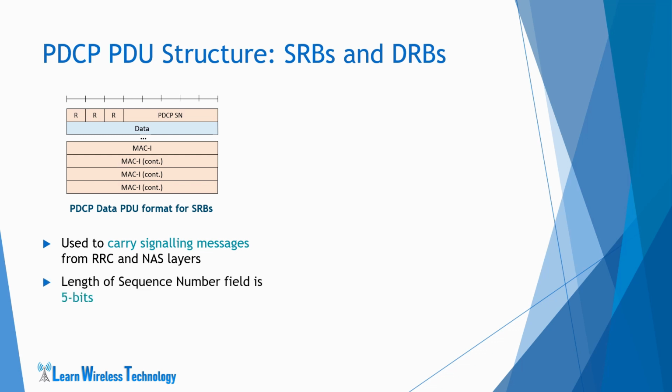The length of sequence number field is 5 bits for control plane SRBs. MAC-I field has 32-bit length and carries a message authentication code. It is attached at the end of PDCP control plane PDU and used for integrity protection. R is a 1-bit reserved field.